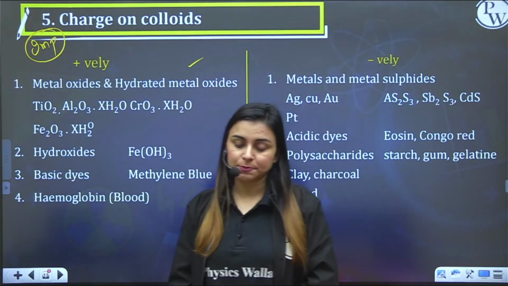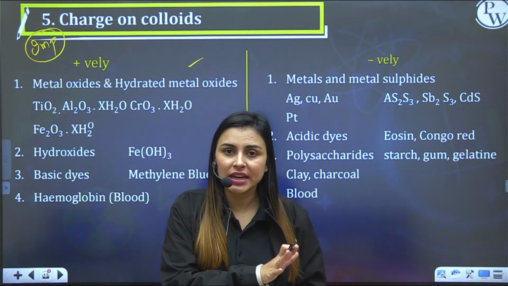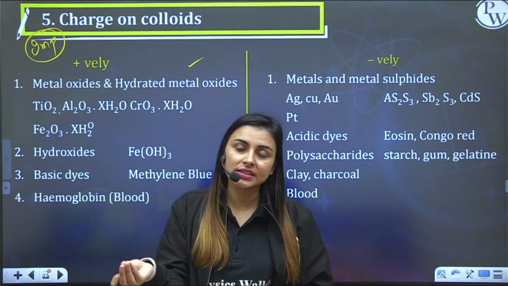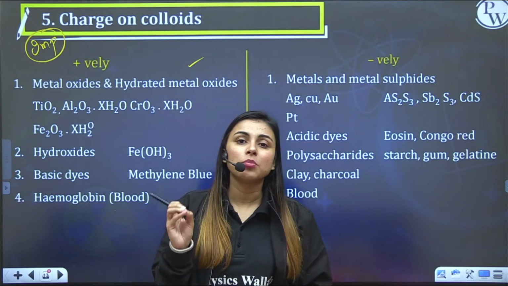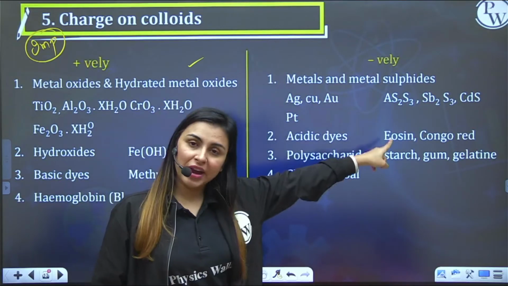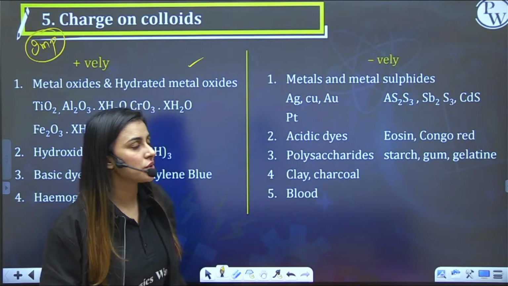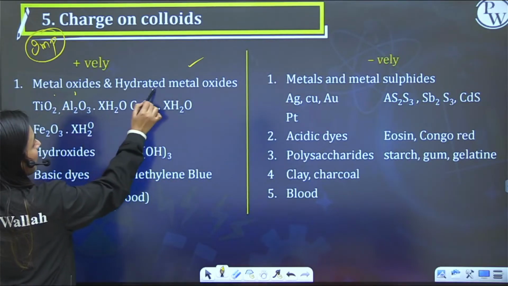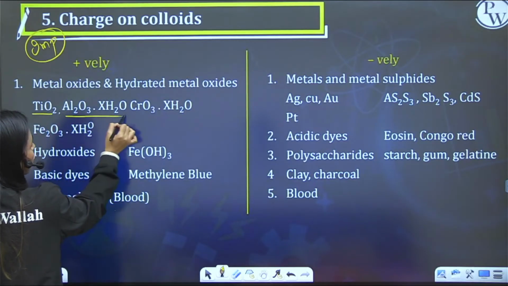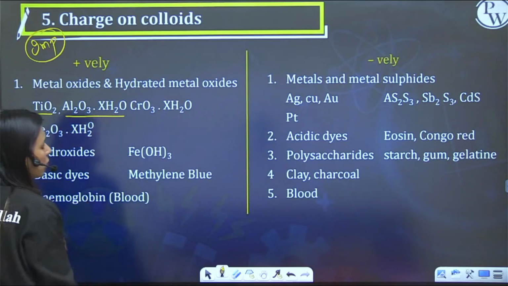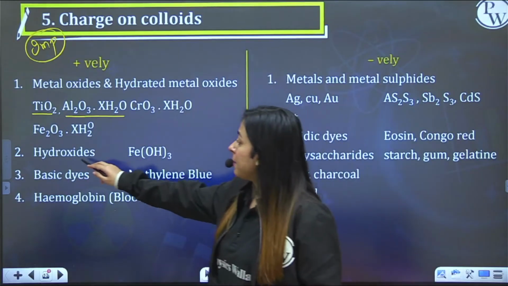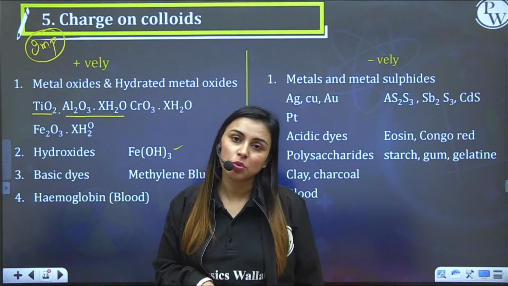Okay, all the metal oxides. All the inorganic colloids are lyophobic, and from them all the metal oxides and the metal hydroxides will be classified as positively charged. All the metals and their sulfides will be classified as negatively charged. All the metal oxides and the hydrated metal oxides, that is the metal hydroxides, let us say TiO2, Al2O3.xH2O, all these forms will be classified as positively charged. All the metal hydroxides will be called positively charged.